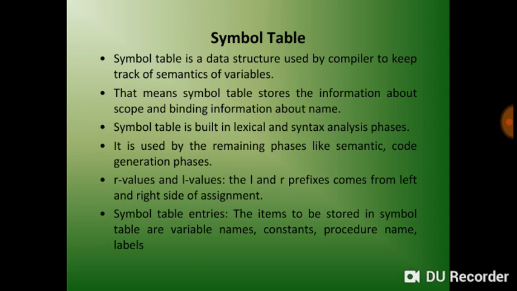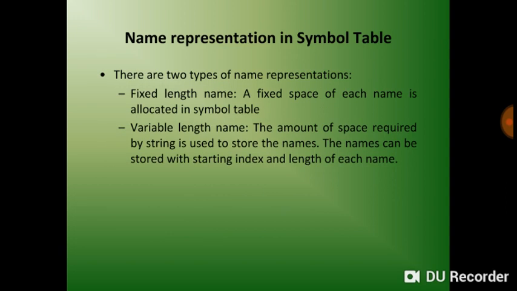Symbol table. The symbol table is a data structure used by the compiler to keep track of the semantics of variables. That means the symbol table stores information about scope and binding information about names. The symbol table is built in the lexical analysis and syntax analysis phases. It is used by the remaining phases like semantic analysis and code generation. R value and L value: the R and L prefixes come from the right and left sides of an assignment. The items stored by the symbol table are variables, constants, procedure names, and labels.